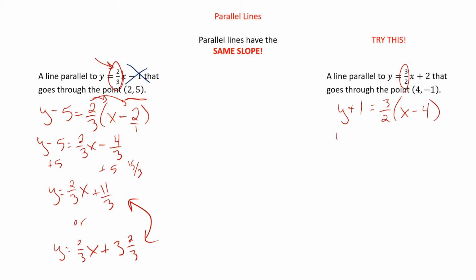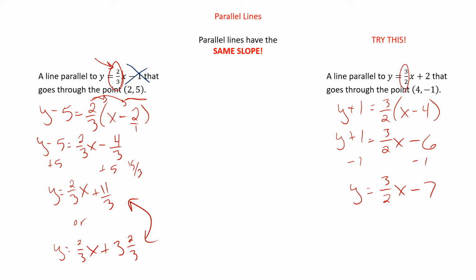We're going to distribute the 3/2 to get 3/2 x minus 3 times 4 is 12. So we have 12/2, which also goes by the name 6. Subtract 1 from both sides. So y equals 3/2 x, -6 minus 1 is -7, right? It's not 5 or -5. -6 minus 1 gives us -7. That would be a pretty common mistake when you have two negatives there. All right, so that's the parallel line that we're looking for.